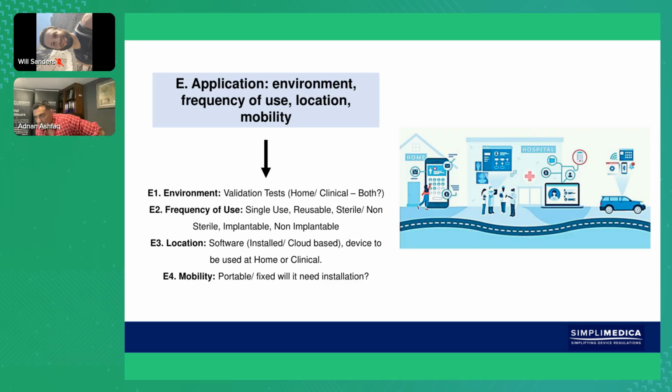So returning to the slide deck, section E of the intended use, we look at the application, the environment, the frequency of use, the location, the mobility. Again, as I've mentioned, the environment. Is it a home environment, or is it clinical, or both? Then we need to do some validation tests. We have to make sure that it can indeed be used in those environments, and we have some evidence from trials that it's okay to use them in those environments.